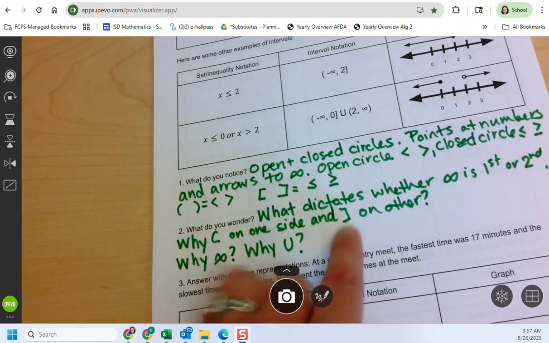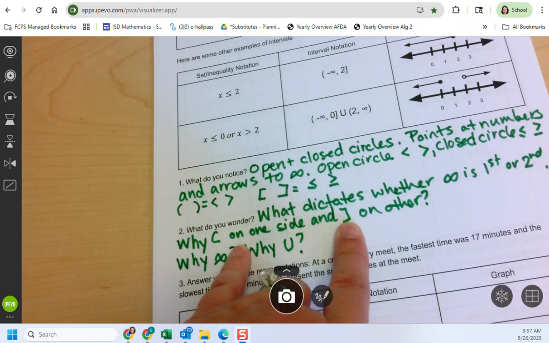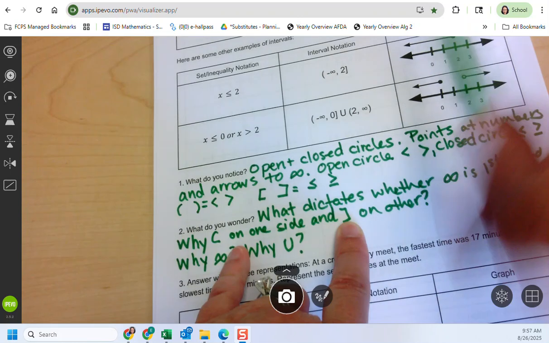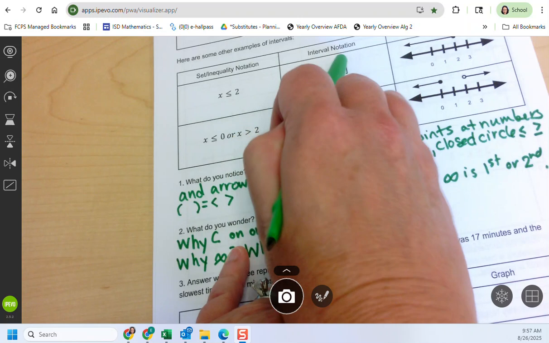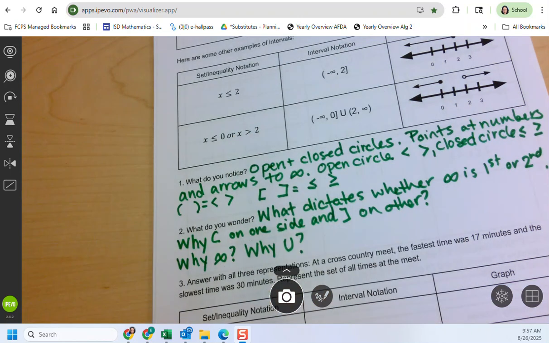Why do we have a parentheses on one side and a square bracket on the other? I think we kind of answered that. The parentheses is for something it can't equal, and the square bracket is for something it can equal. Why infinity? If I say x is less than 2, it can be any number less than 2, like negative 100, negative 1,000,000, negative 10 billion, all the way to negative infinity. So when x can go on forever, we're going to have a negative infinity or a positive infinity.